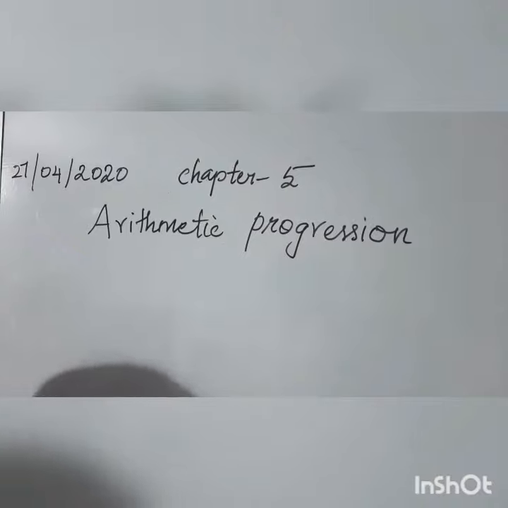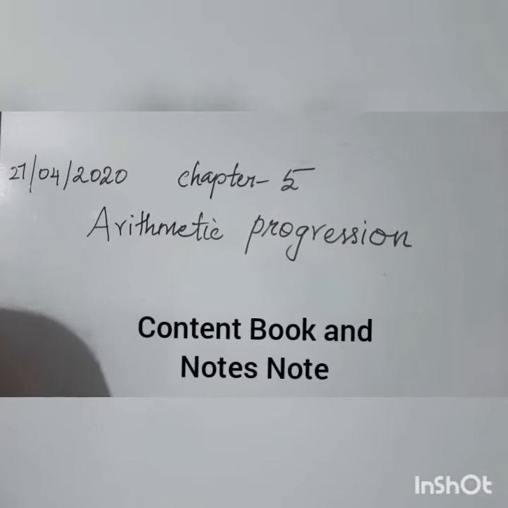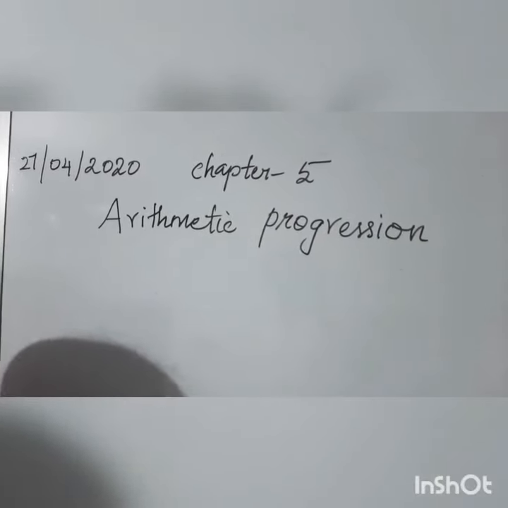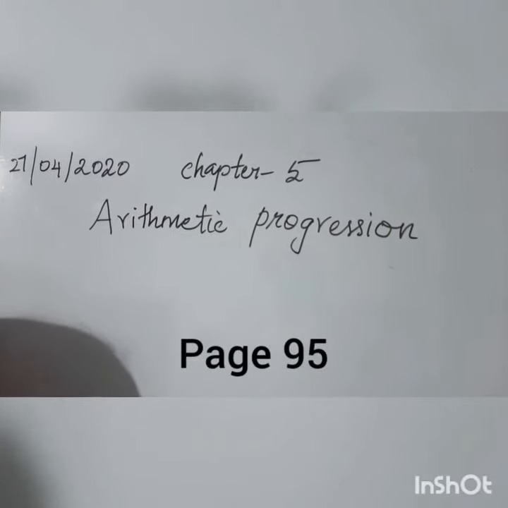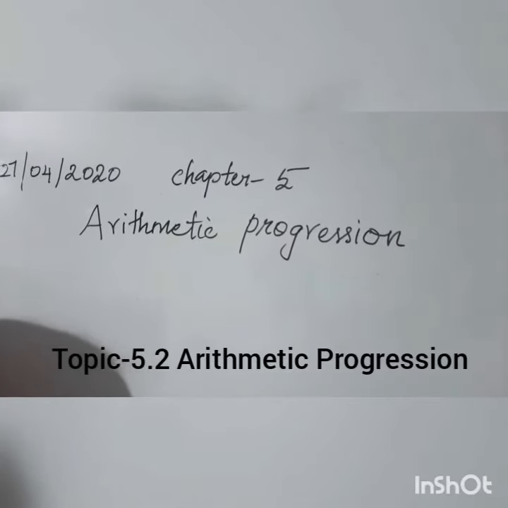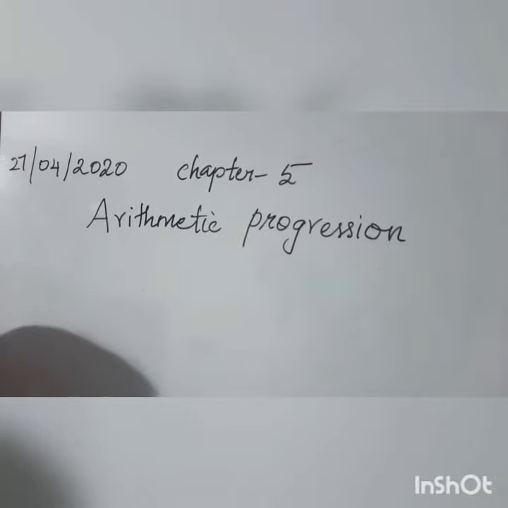First of all, I want you to pause the video for a minute, go bring your content book and your note, and then continue with the video. Take your content book, page number 95. I want you to go through the topic 5.2 arithmetic progression. Do the pre-reading and then continue with the video.